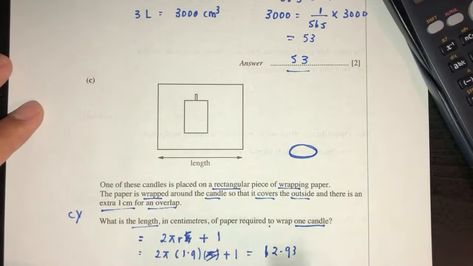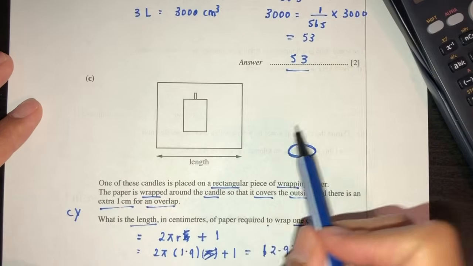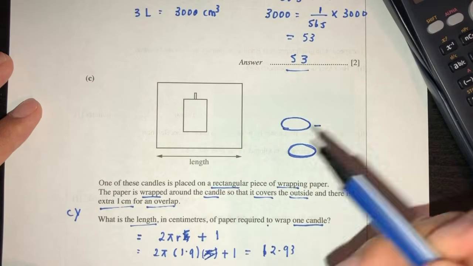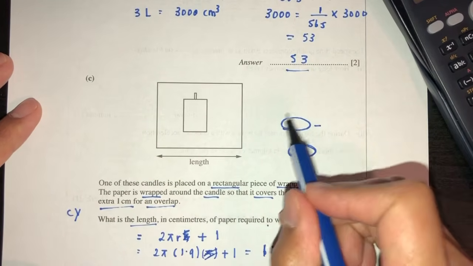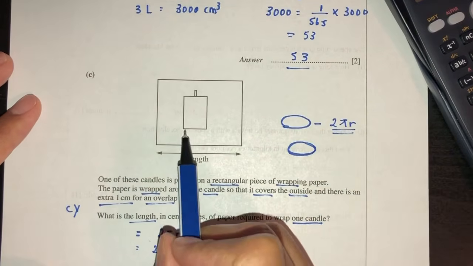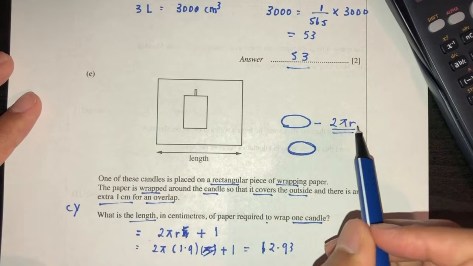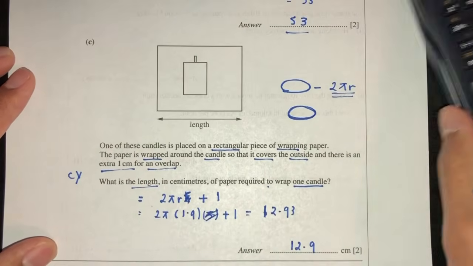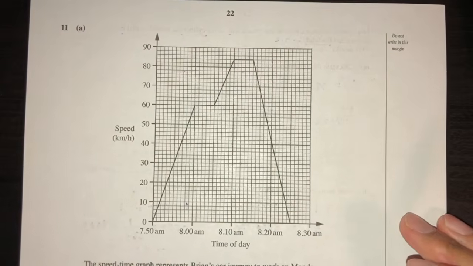So one more time, we have to find the length wrapping around this cylinder, which will only wrap around like this. It will form a circle, and this was the wrong formula, this was the formula for the area. The formula for the circumference is 2 pi r. So we have to use this to find the length, which goes exactly around the candle, and then we have to add 1 for the overlap. So that's why you had 12.9 for your answer, and that is your question number 10. So let's move on to question number 11.